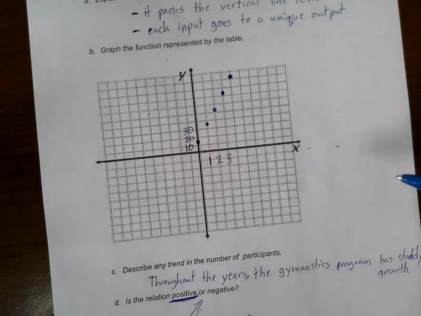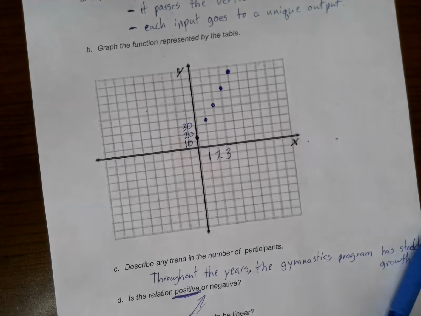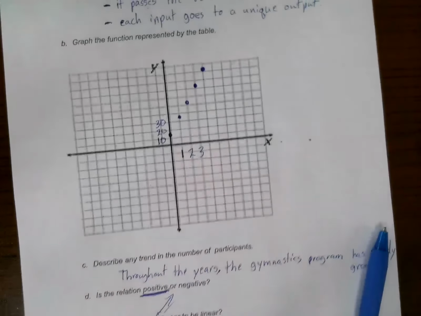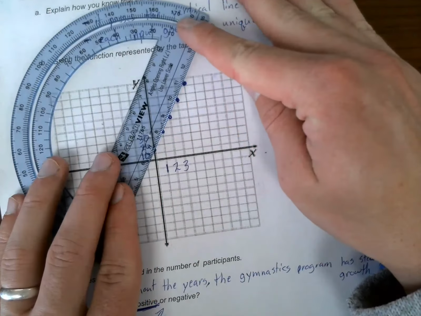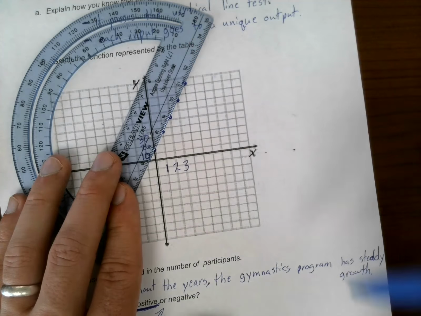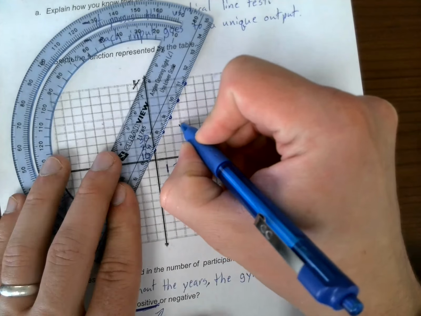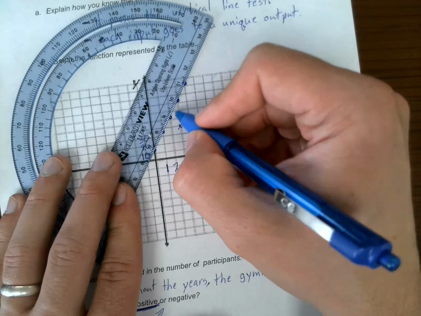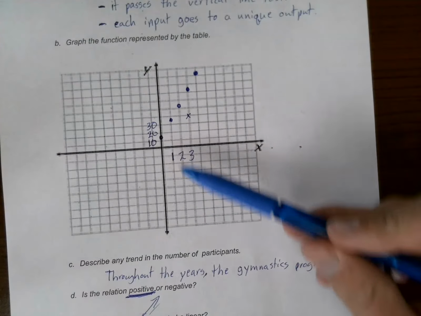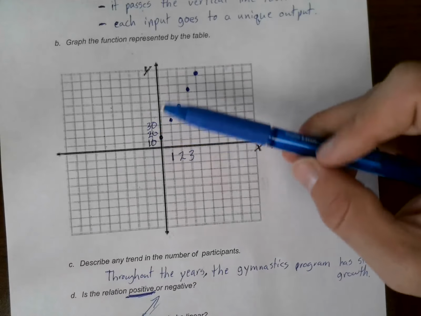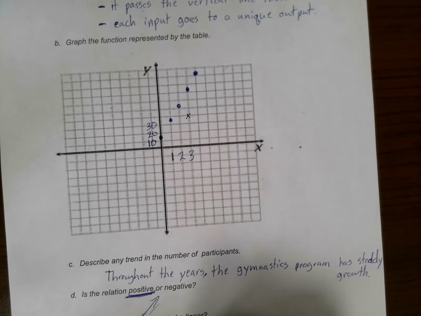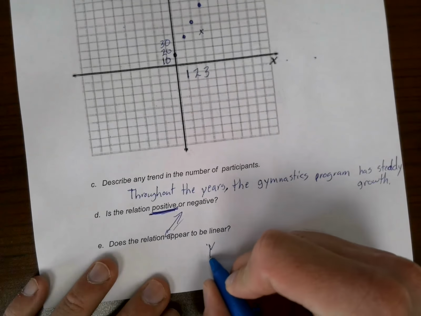And then lastly, does the relationship appear to be linear? So this doesn't need to be a perfect line. I do not need to have every single dot on this point. Okay, so for example, if I had an X, if that was one of my dots, this would still appear to be relatively linear. Okay, so they don't have to be in a perfect line, they can be slightly off. It's just the general shape. Could you draw a line through there and would it be a decent representation? And this would be for sure yes.